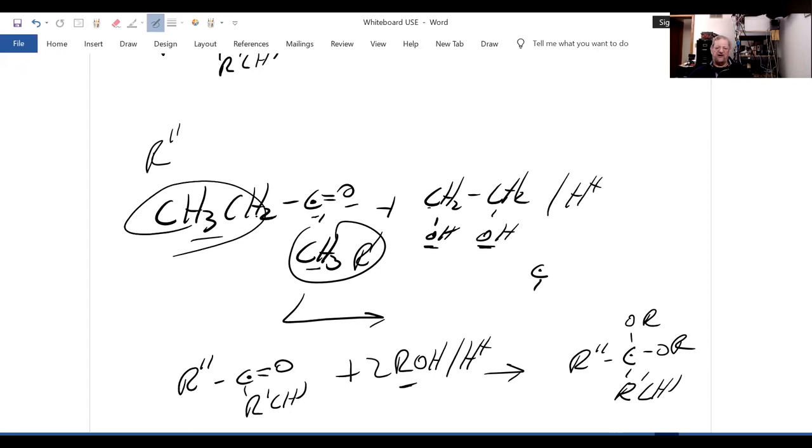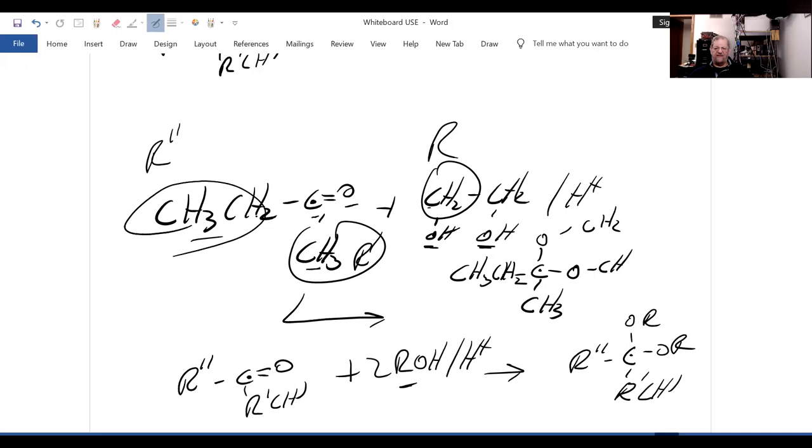I'll keep my eye on the carbonyl carbon right here. What's attached to it? R prime, methyl. R double prime, ethyl. Then I'll have my two oxygens. What's R? CH2. But don't forget this bond because it's still there.